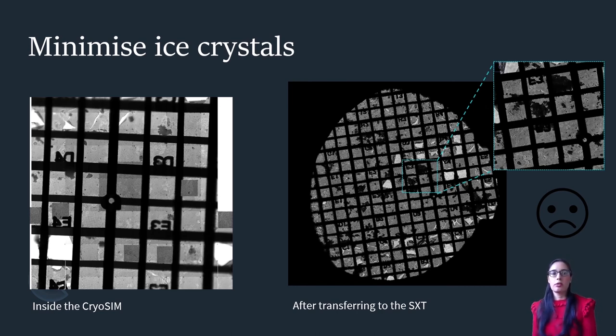You can also try to minimize the damage caused by this ice crystal formation by taking images in the cryoSIM in areas that are not just clustered in one particular area on the grid, but spread about on the grid. So if ice crystals do form, then you'll still have other areas where you can image.